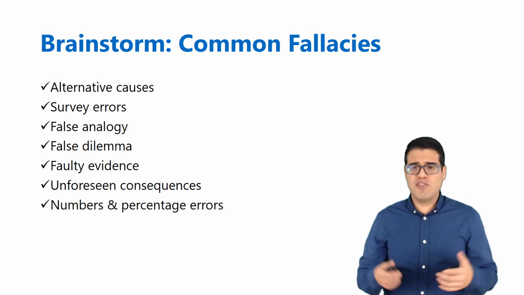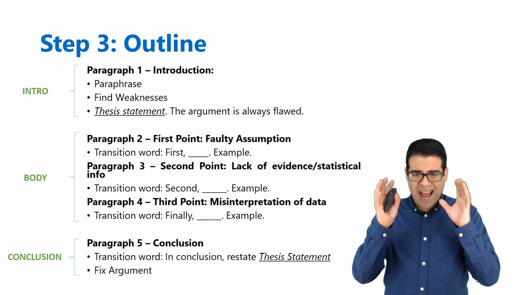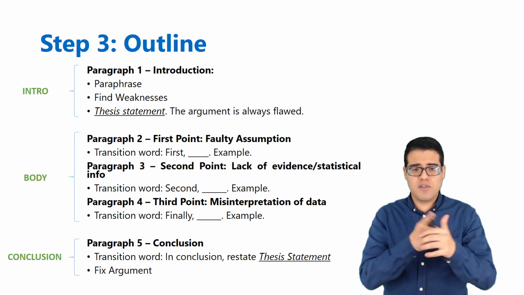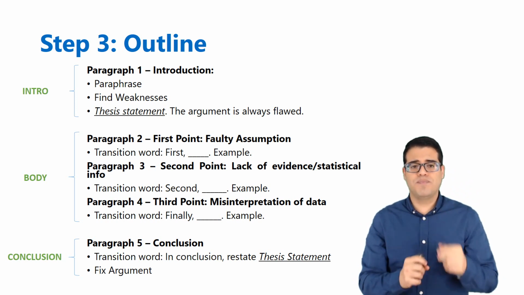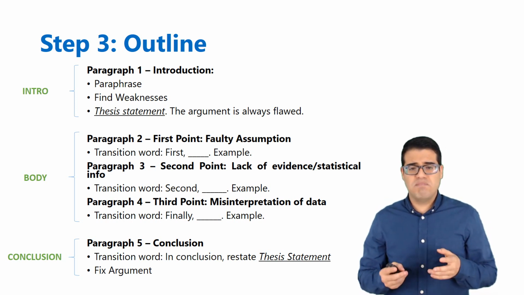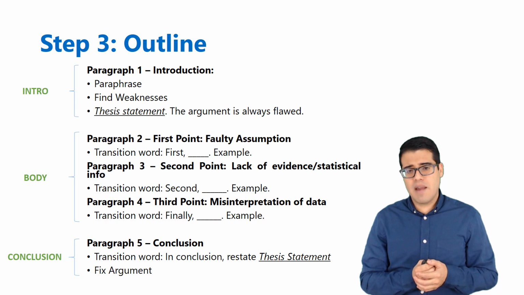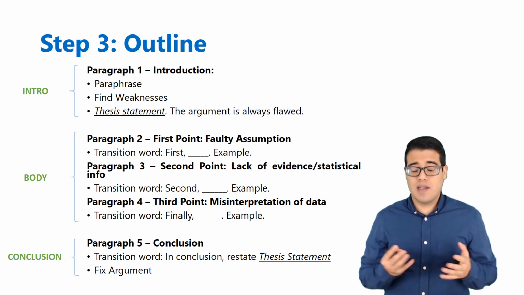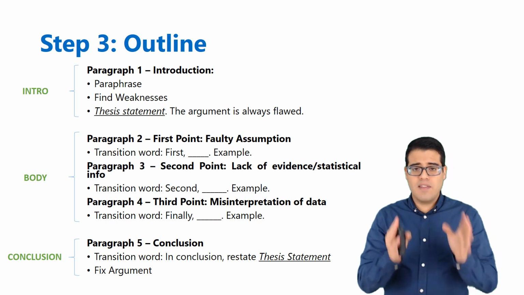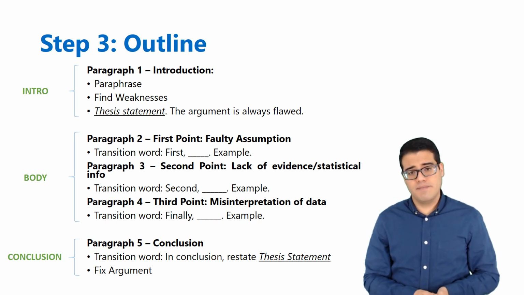So once you do your brainstorming, it's time to outline the essay. And the outline consists of a brief introduction, a body, and a conclusion. The introduction is a single paragraph. The body should be at least 2 paragraphs. I recommend 3 if you want to get a 6 on this section. Finally, in the conclusion, you just need 1 paragraph.